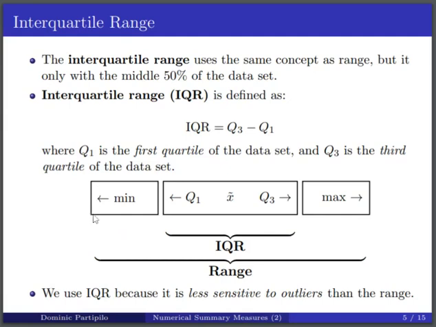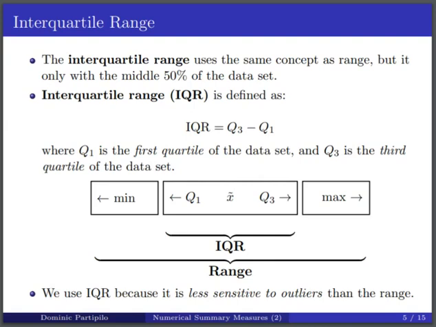The min is going to be all the way on the left here. This is the minimum value of our data set, the lowest value in our data set. And the max is going to be all the way over here. This is the largest value of the data set. And remember, when we sort the data from smallest to largest, the middle value is going to be the median. That's what this x tilde is in here.